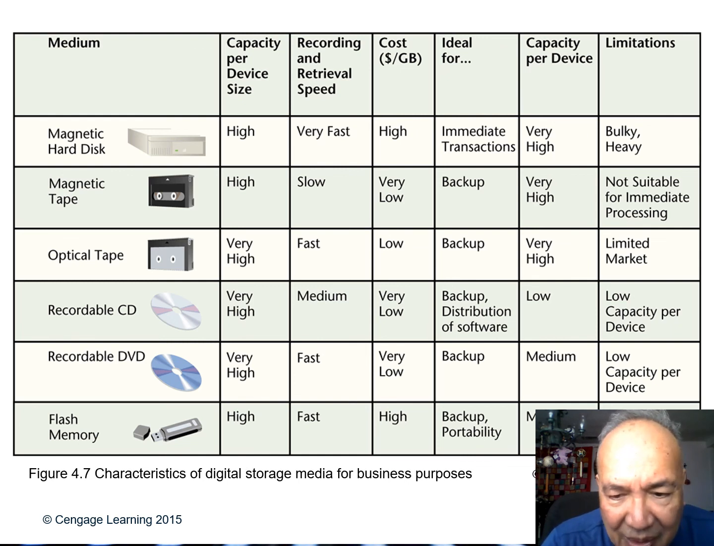Okay, now you can look at this. Magnetic disk, very bulky. Magnetic tape, not suitable for immediate processing. Optical disk, CDs, DVDs, and the flash drive.